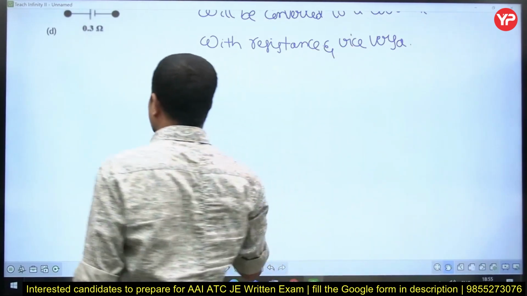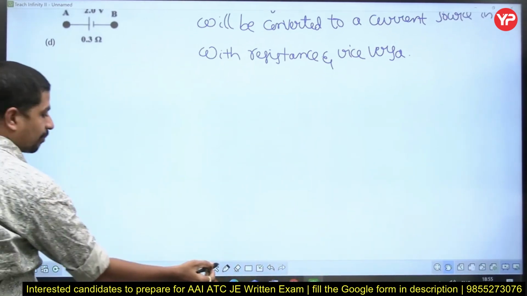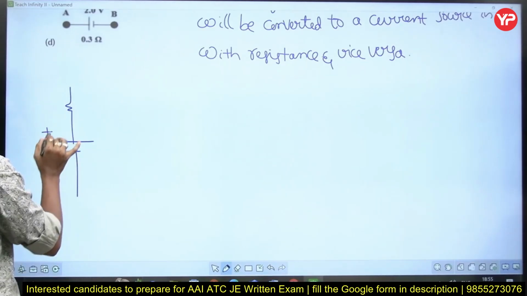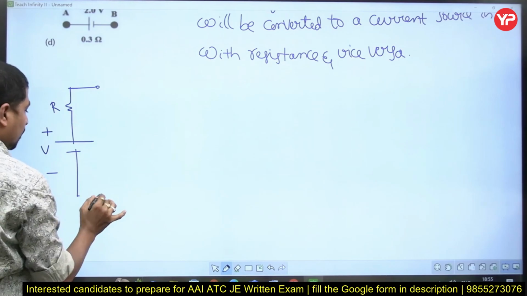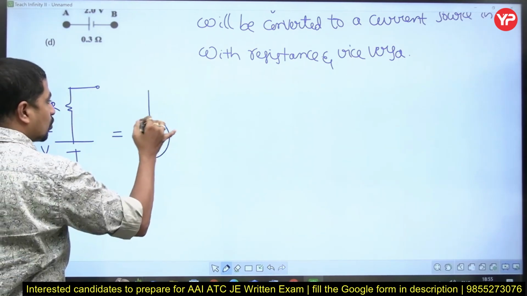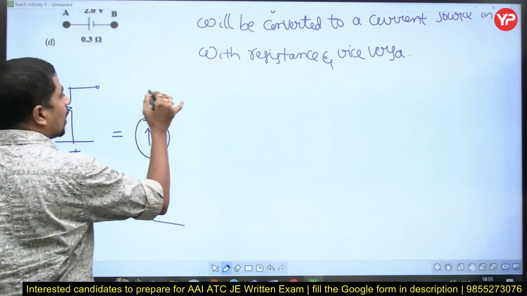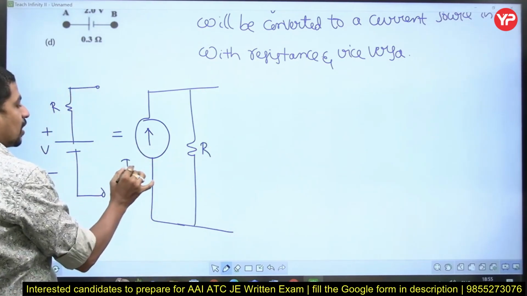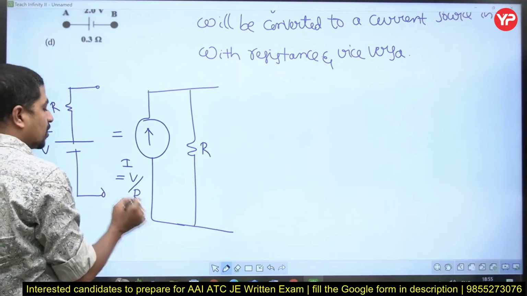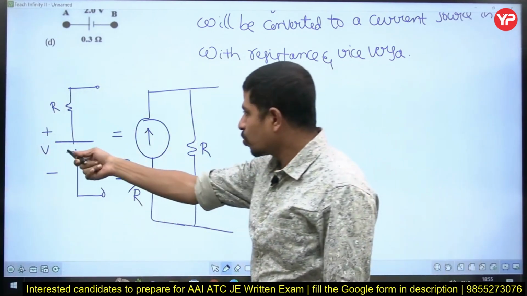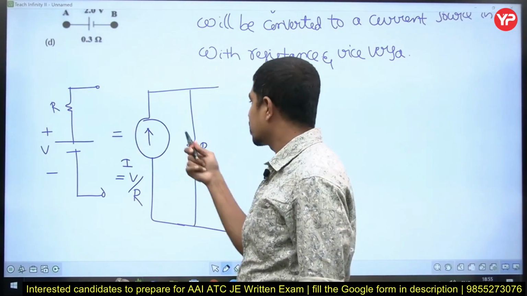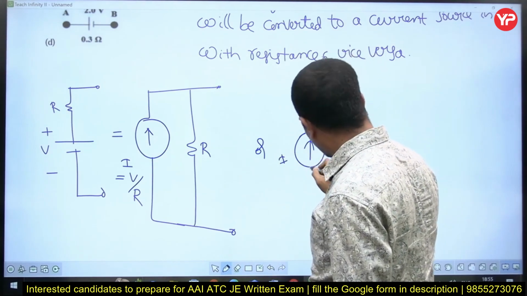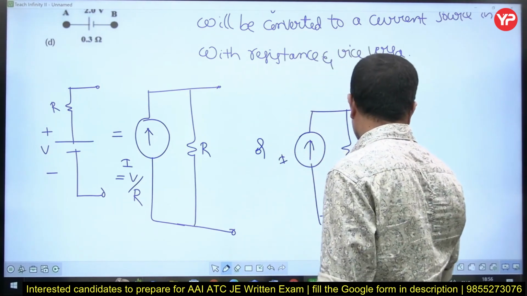Now, what is the meaning of my statement? If I have a resistance in series this way, this is plus, this is minus, if this is V and this is R, this can be written as a current source. This is the symbol of a current source in parallel with the same resistance R. So what is the value of this current? That current I is equal to this voltage divided by that resistance. Vice versa, I have a current source I in parallel with the resistance R.